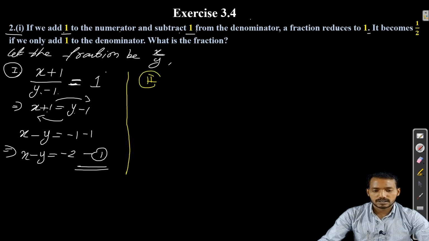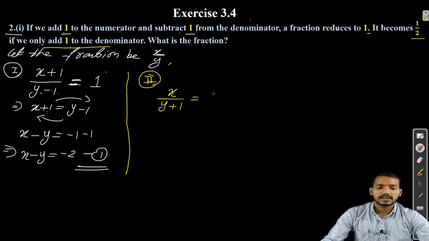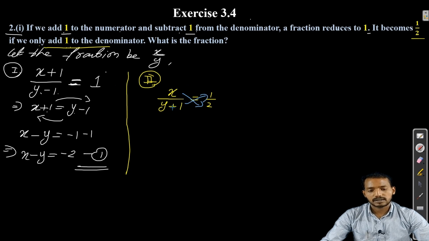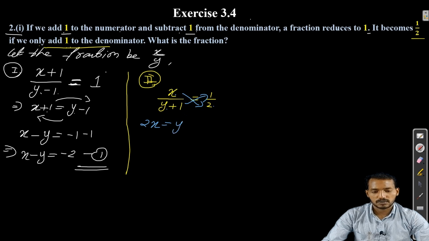Now come to the second situation. What is the second situation given in the question? It becomes 1 by 2 if we only add 1 to the denominator. That means on the numerator, no operations, and adding 1 to the denominator, the fraction becomes 1 by 2. Then cross multiply. We will get 2 into x is 2x, which is equal to 1 into y plus 1, that is y plus 1. Take this y to the left side, so that implies 2x minus y is equal to 1.